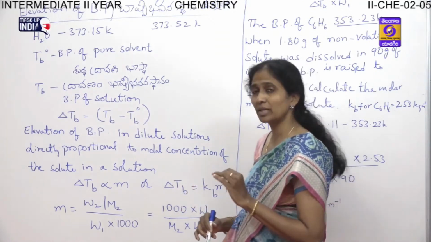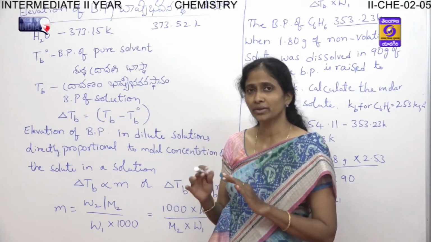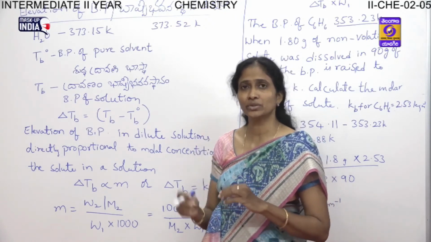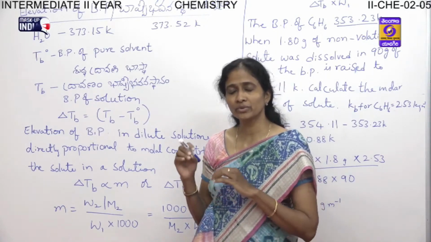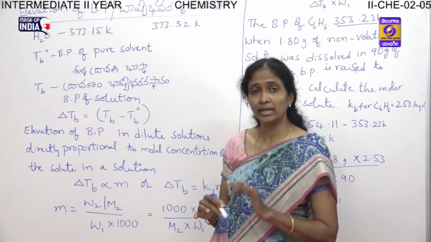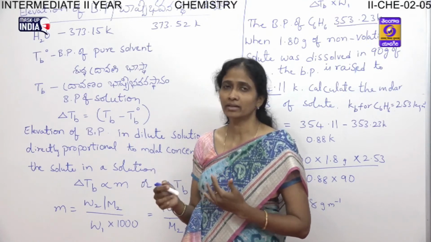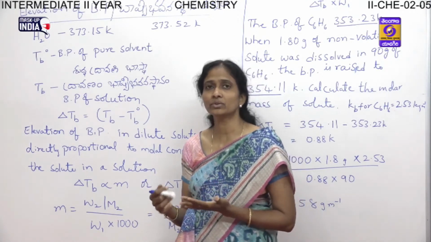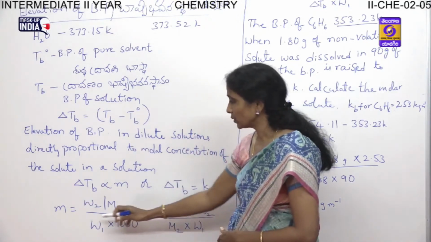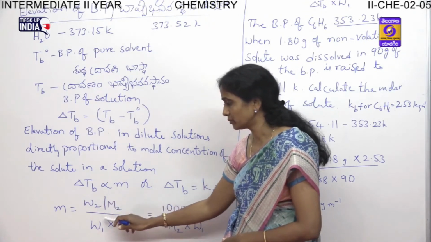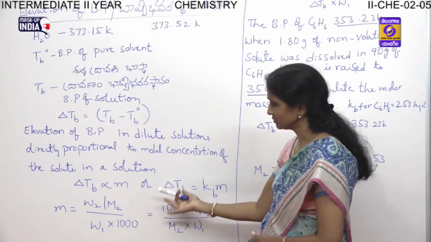What is molality? The number of solute moles present in 1 kilogram of solvent. So when kilograms come up in solutions, we should automatically remember molality. Molality equals weight by molecular weight into 1 by W1 in kilograms, or weight by molecular weight into 1000 by W1 in grams. So m equals W2 by M2 by W1 into 1000.